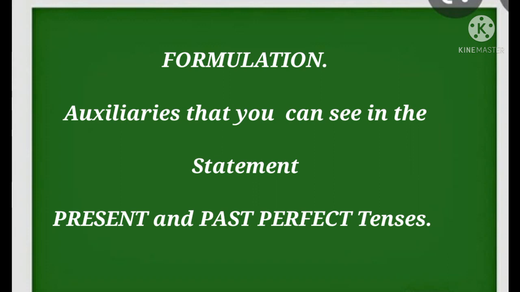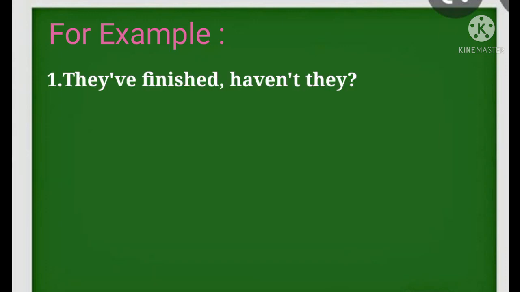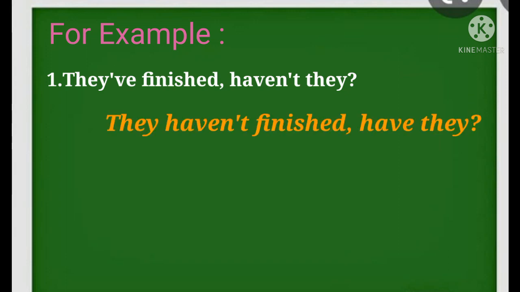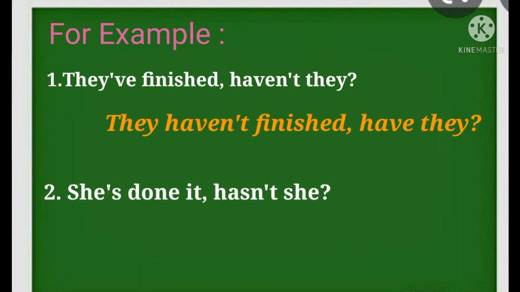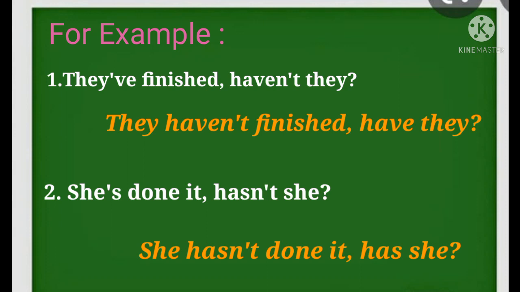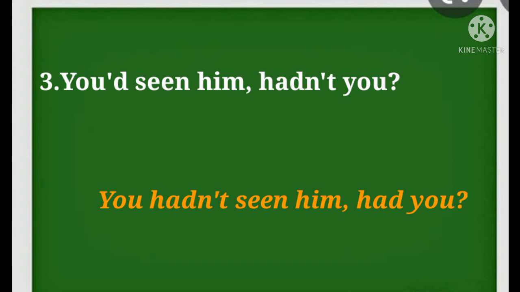The next group where we can see the auxiliary in the statement is the present and past perfect tenses. Let's have a look at the examples. They've finished, haven't they? And in the negative statement, they haven't finished, have they? She's done it, hasn't she? She hasn't done it, has she? You'd seen him, hadn't you? You hadn't seen him, had you?